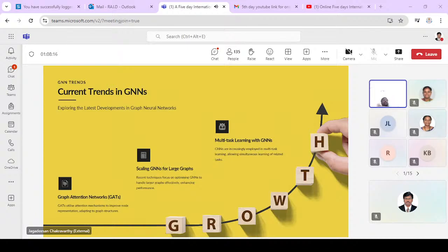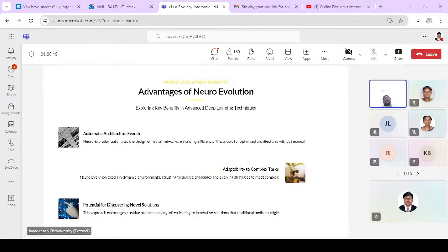So what are the trends in GNNs? Advantages of neuroevolution. Why are we learning this? To see what useful things can be done with it. Exploring key benefits in advanced deep learning techniques: automated architecture search, adaptability to complex tasks, potential for discovering novel solutions. So in this way, we have a lot of advantages of neuroevolution.